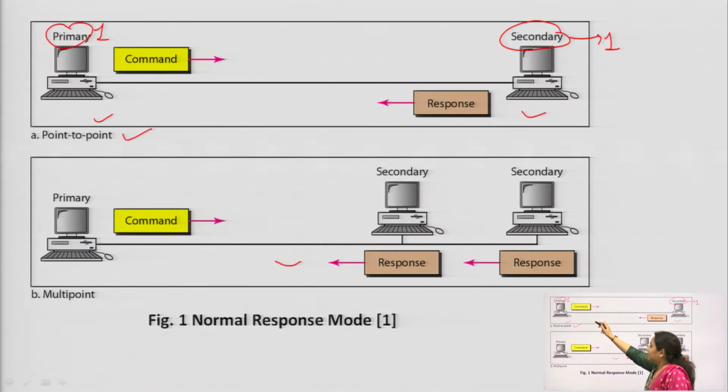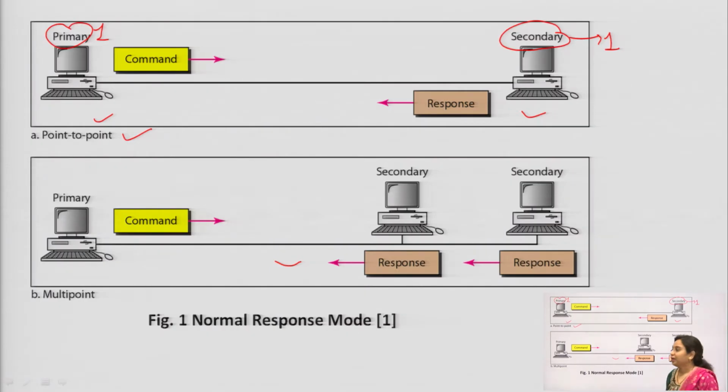Now, you can see that a command will be transmitted. Let us say a secondary device is a printer and I want to take a printout of a particular email, then I will send a command to take the printout from the printer. So, this is a kind of command, where you are asking for some application to be performed on the secondary device.